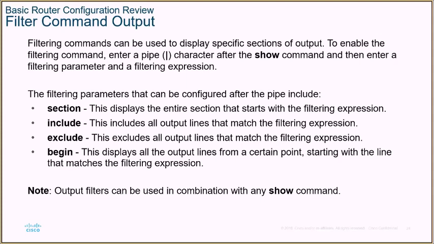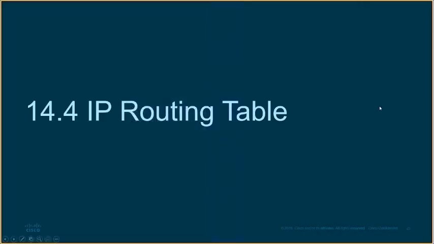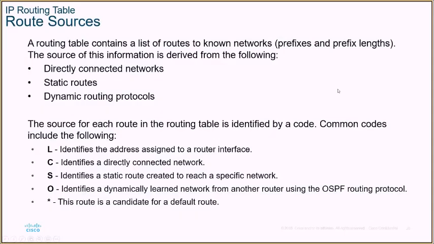And so you can actually say things like include, exclude, begin, or section. And so basically, output filters can be used in combination with any show command, as long as you've got the right options. And so basically, you can just have a look at the section or include output lines that match it, and so on and so forth. So it is very nice, but as I said, as far as I'm aware, it doesn't work on Packet Tracer unless version 8 has made it happen, but I haven't noticed it yet.